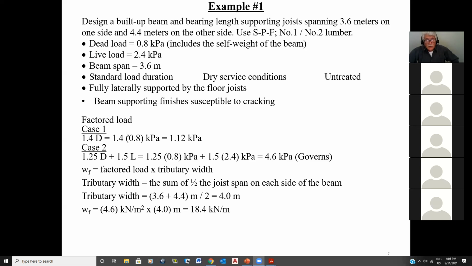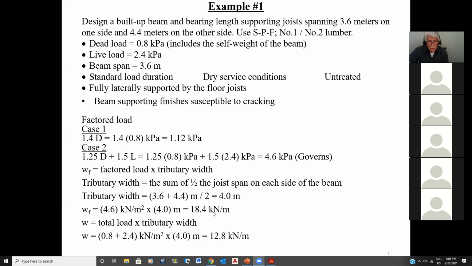WF, of course, 4.6 was my factored load multiplied by my tributary width. I end up with 18.4 kilonewtons per meter. Of course, my loads are going to be a little bit higher than what we normally see on the joist because the tributary width is much bigger. Now, I'm always going to calculate the L over 180 because that's required by the standard. So I'm going to take my total load multiplied by my tributary width. That's for L over 180.